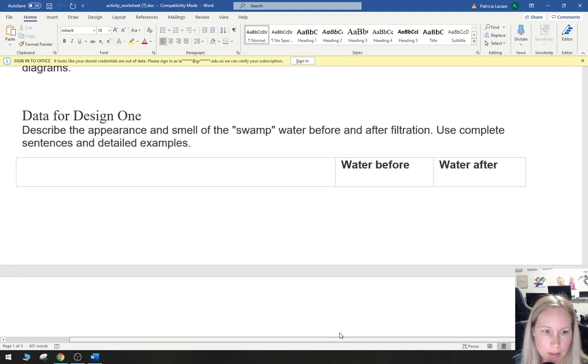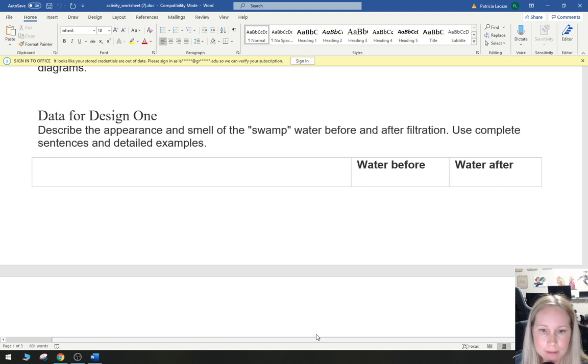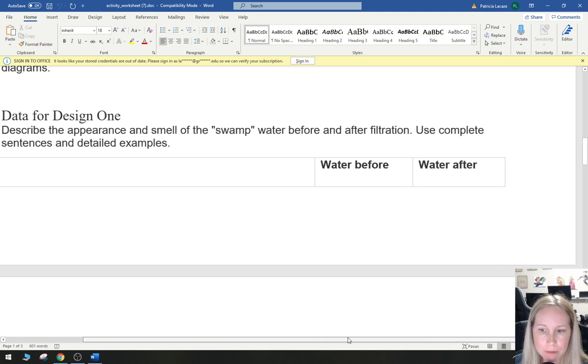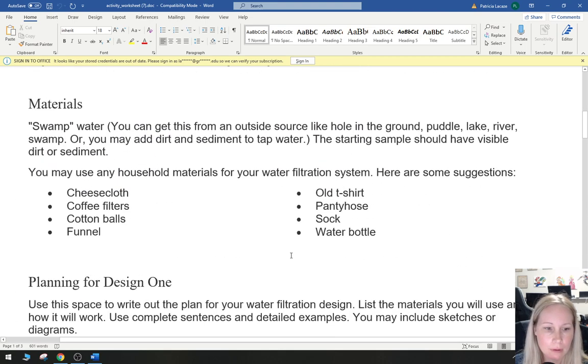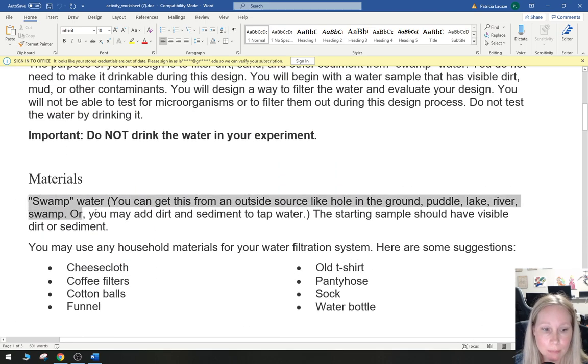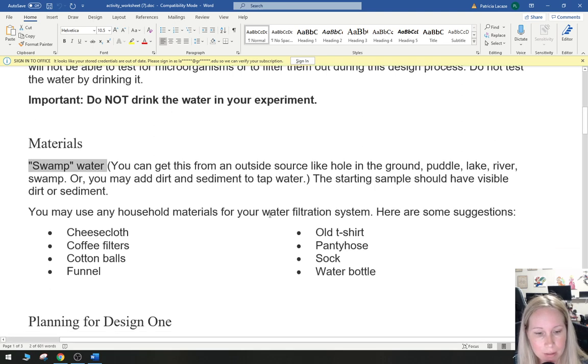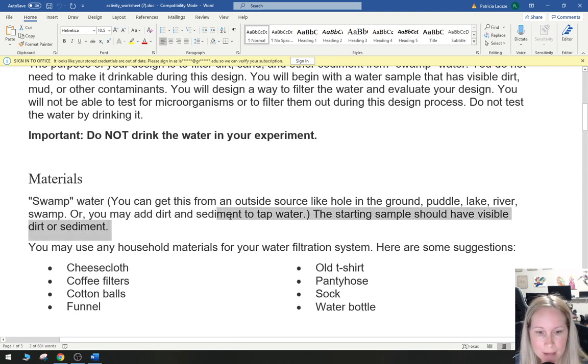Design 1: Describe the appearance and smell of swamp water before and after filtration. Use complete sentences and detailed examples. So we are collecting swamp water. You can get it from an outside source, like a hole in the ground, a puddle, a lake, a river, or a swamp. If you're living close to a swamp, I wouldn't recommend it right now. You can always make dirty water, which is what I did. Like they said here, you can add dirt or sediment to tap water.